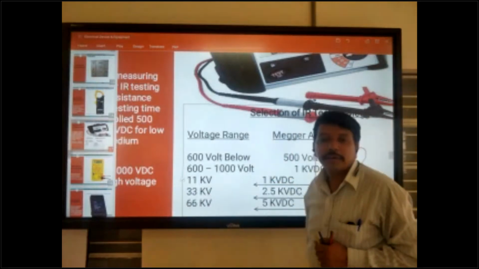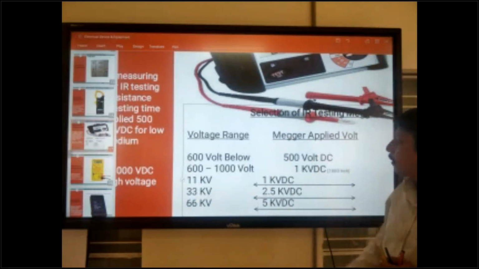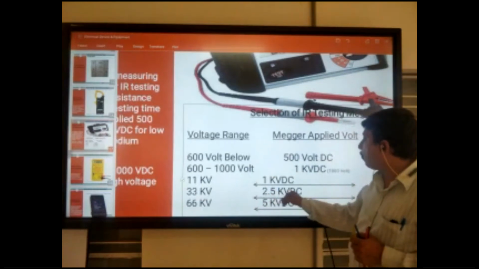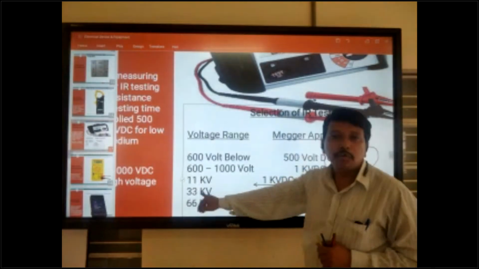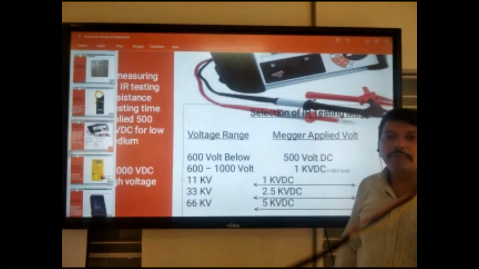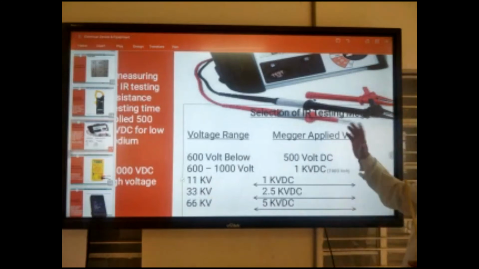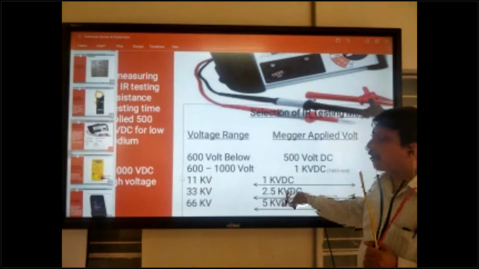And for a 33 kV transmission line, you can apply the voltage on the megger at 2.5 kilovolt DC. 2.5 kilovolt means 2500 volt DC. If you want to check the insulation of a 33 kV line cable, you can apply on the megger 2.5 kilovolt DC.